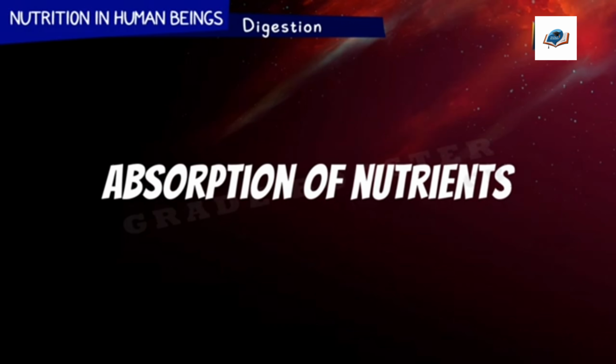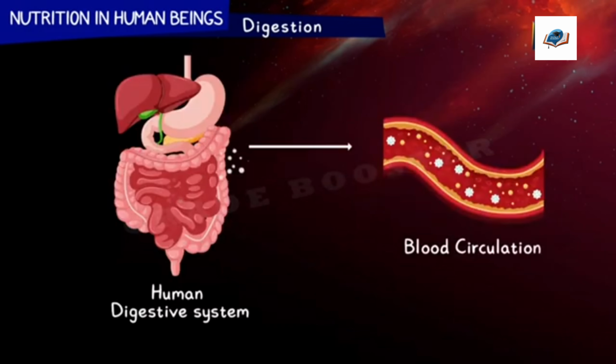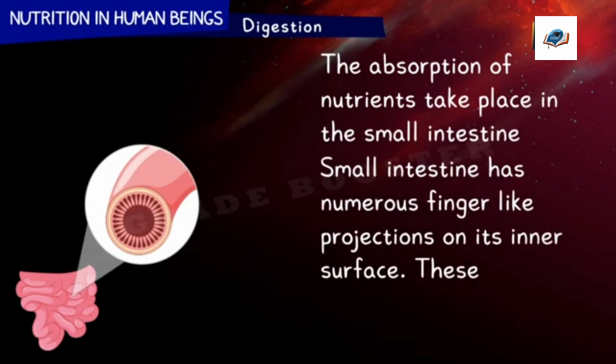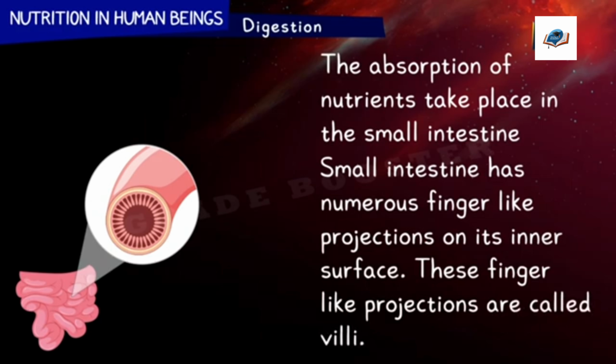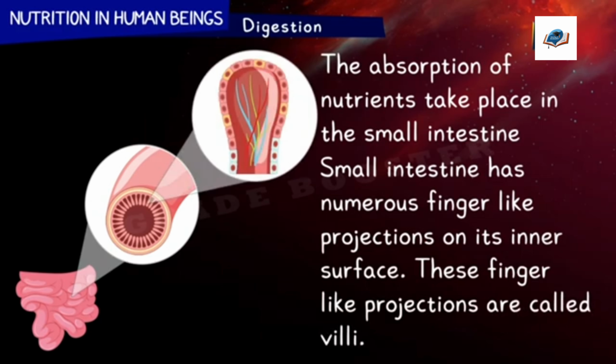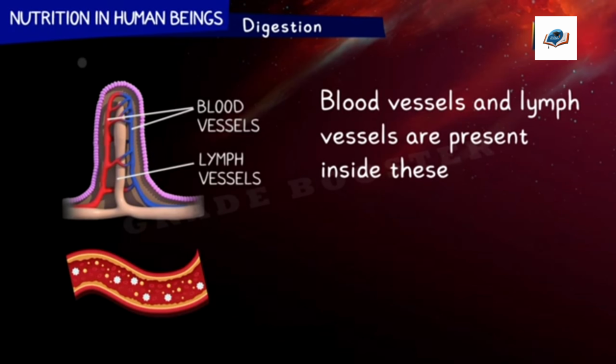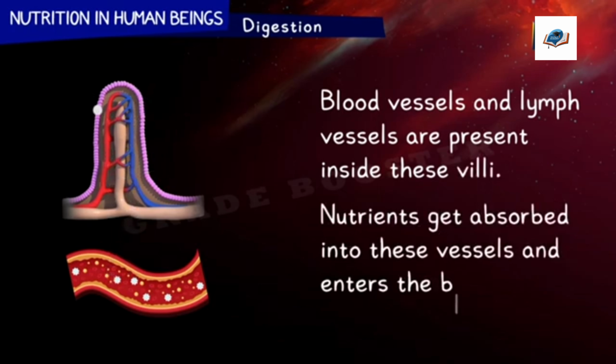Absorption of nutrients. The nutrients that are formed in the process of digestion are absorbed into the blood circulatory system. The absorption of nutrients takes place in the small intestine. The wall of this small intestine has numerous finger-like projections on its inner surface. These finger-like projections are called villi. Blood vessels and lymph vessels are present inside these villi. Nutrients get absorbed into these vessels and enter the bloodstream.